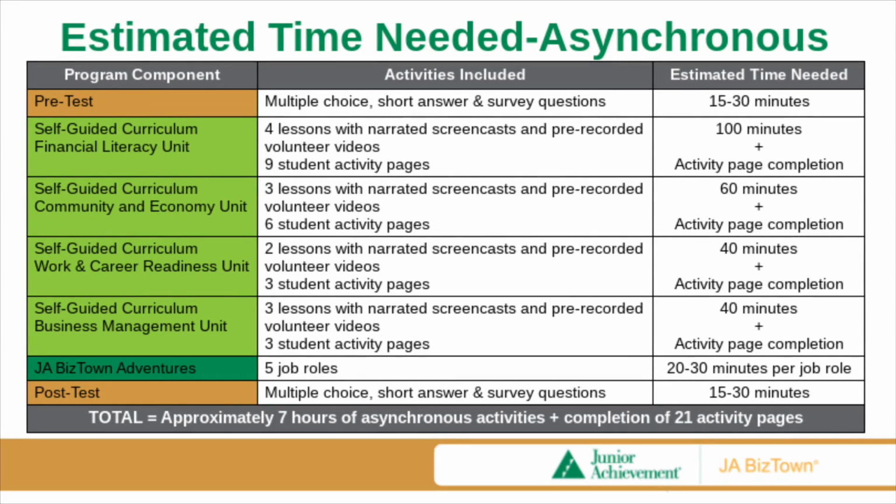Here you can see an estimated timeline for implementing the student self-guided curriculum in JA Biztown Adventures. In total, the program will offer students approximately 7 hours of asynchronous instruction, plus the time they need to complete 21 activity pages. As the educator, you will need to decide how and when to assign the various tasks. Hopefully, this chart will aid you in that process.